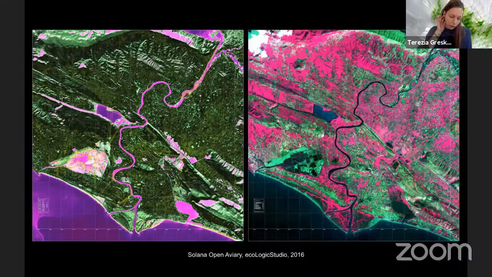Dealing with the large global territorial problematics and intercontinental biopolitics in projects such as Solana Open Aviary by ecoLogicStudio, we explored the area through the satellite Sentinel-2 in collaboration with the European Space Agency, via detailed scanning of biochemical processes on the ground and water, revealing the landscape habitats by scanning the Earth through various bands beyond the visual spectrum. Through transdisciplinary design, the project embraces the implication of its concept at all scales, from the intercontinental to molecular.